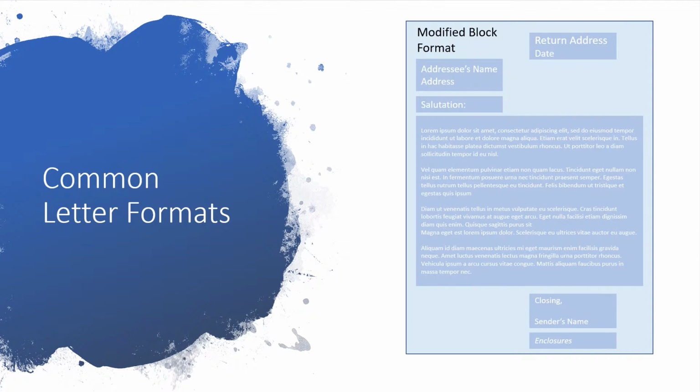The modified block format is another popular format. The return address, date, closing, and signature blocks are aligned to the center of the page. Note that the paragraphs are still left aligned here. The least formal of the letter formats is the modified semi-block format, which adds the indented paragraphs to the modified block. The choice of letter format largely depends on your company's preferences or the industry you're applying to.